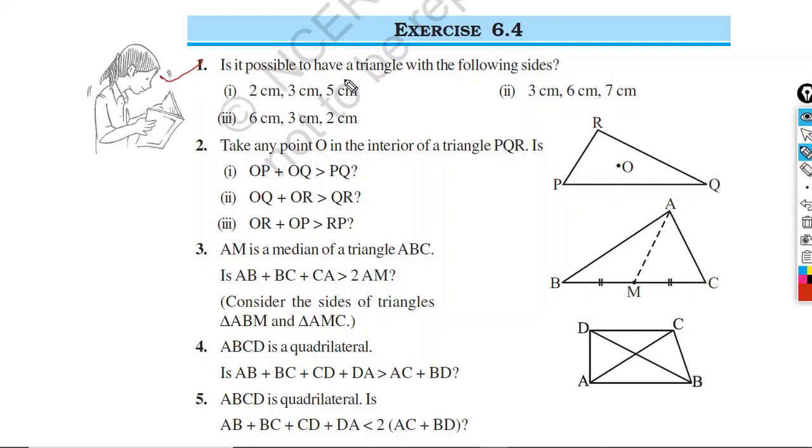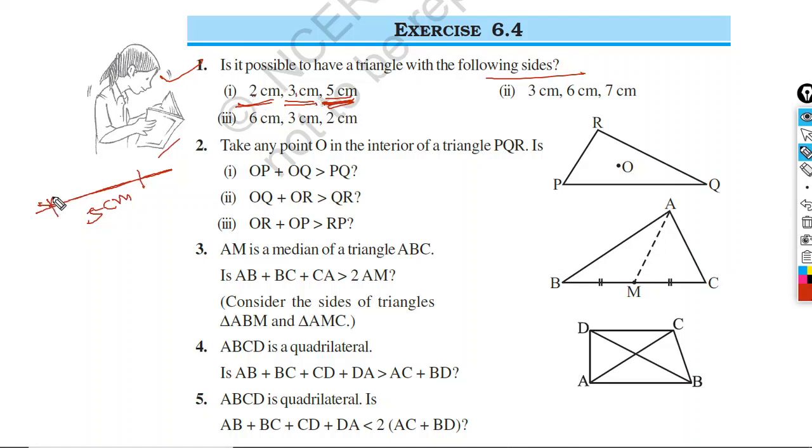Is it possible to have a triangle with the following sides? Look at it: 2 centimeter, 3 centimeter, 5 centimeter. Suppose we will draw a triangle. How will we draw? First you draw a line, then measure. So suppose we make this 5 centimeter base. Now 2 centimeter and 3 centimeter are the other sides.